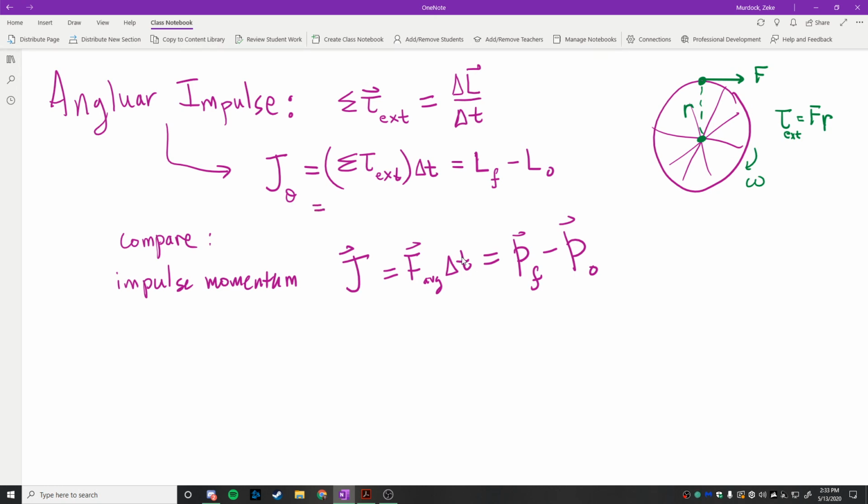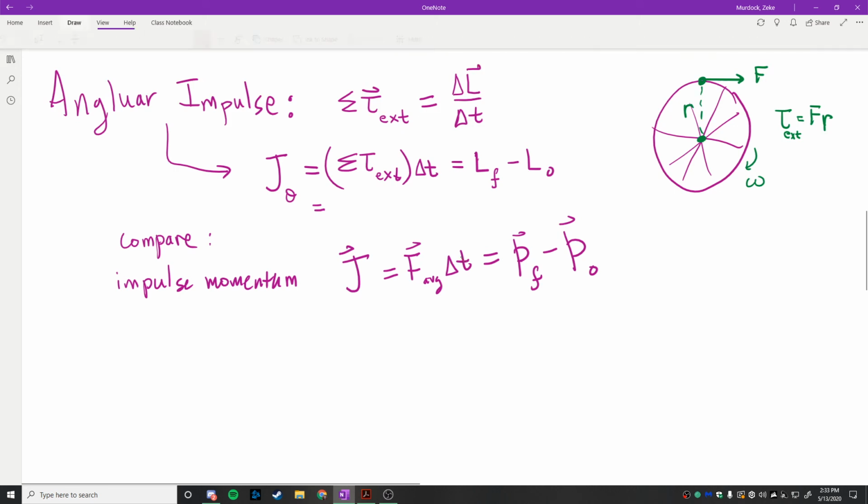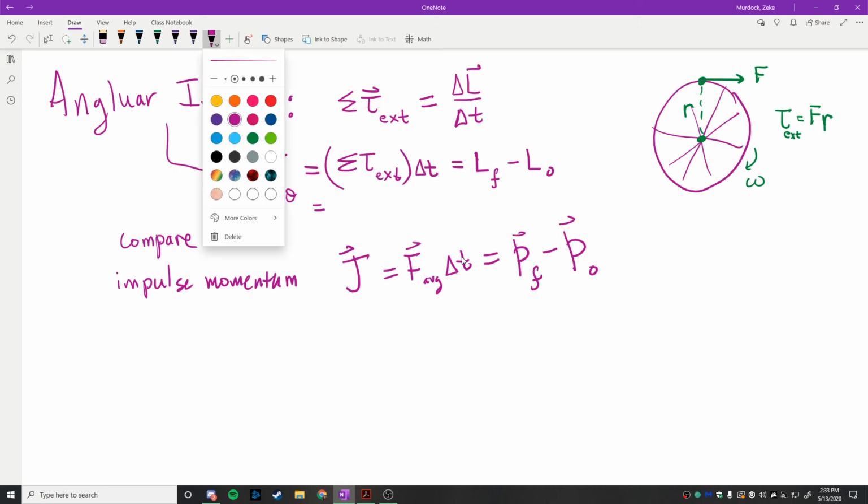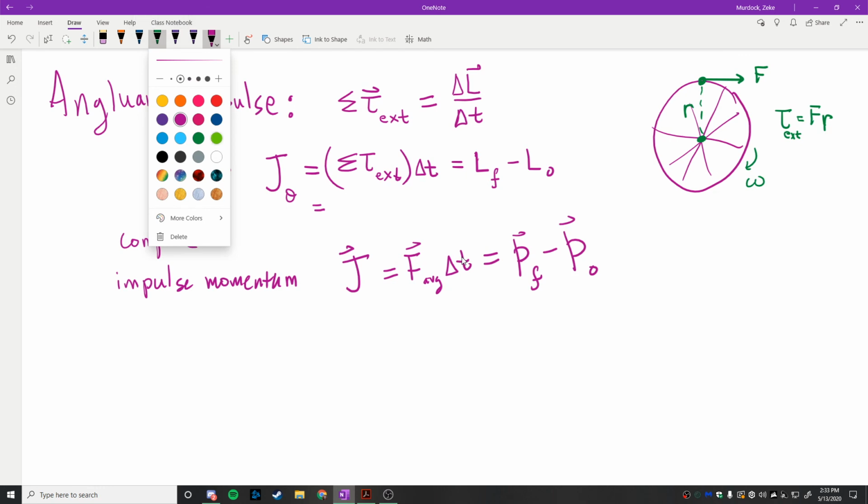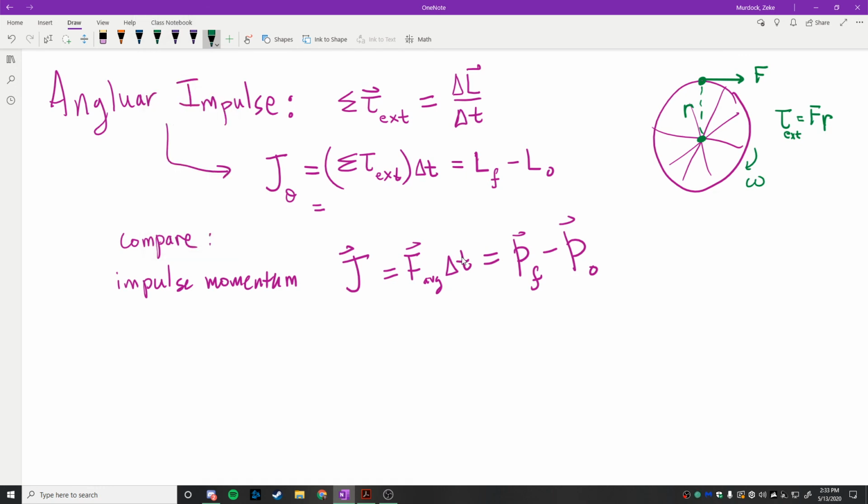If we think about what this represents in our problem right here, the torque is F times R. So if I take an impulse J and multiply by a distance R, that's going to be the same thing as F average multiplied by R times delta T, which means that it's actually just the torque multiplied by delta T at that point.